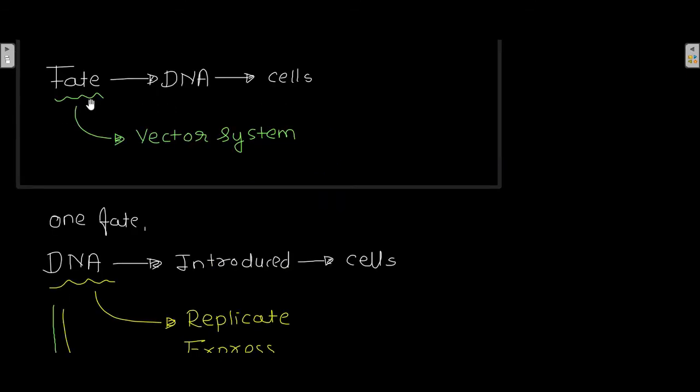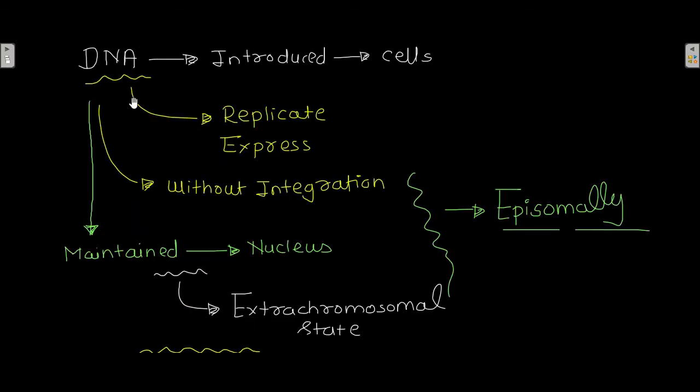Now, the fate of the DNA which is introduced into the cells depends upon the vector system being used. In one fate, the DNA introduced in the cell replicates and expresses without integration. That is, the DNA is maintained in the nucleus in the extrachromosomal state. If the DNA replicates and expresses without integration into the genomic DNA, and is maintained in the nucleus in the extrachromosomal state, then that is known as episomal.